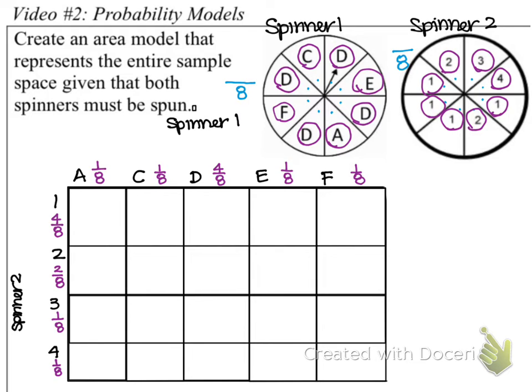So whatever I spin on spinner number 1 isn't going to affect or have any type of an impact on what I spin on spinner number 2. So from here, I'm just going to go ahead and multiply and fill them in. Remember that when you multiply fractions, you go straight across. So if I were to work on this very first box here, I know that I'm going to be multiplying the 1/8 and the 4/8. If I multiply straight across, that's going to give me a 4 times 1, which is 4, and an 8 times 8, which is 64.